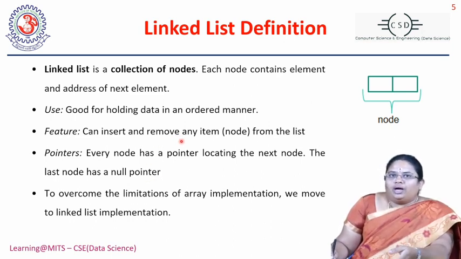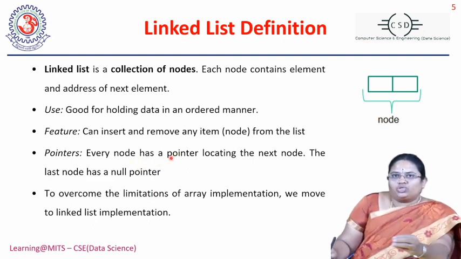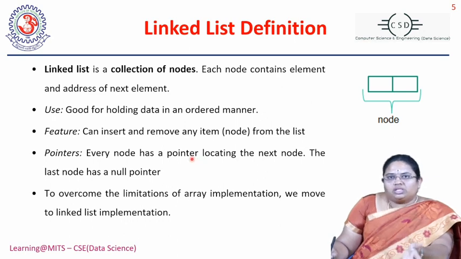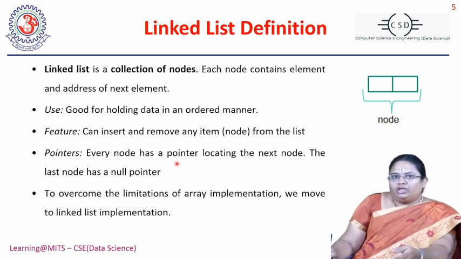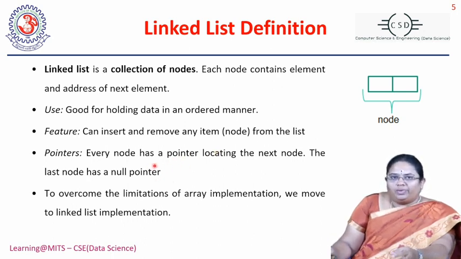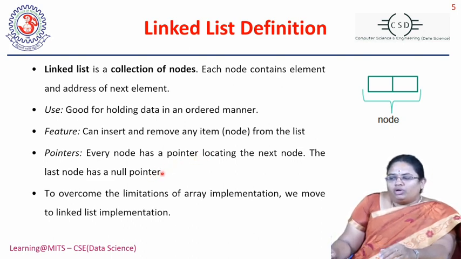Each node has a pointer locating the next node. Each node will have the address of the next node to be retrieved. Generally, the last node will have the null pointer in the place of the next field. The last node will not point to any other node, so it will have the null pointer at that place.